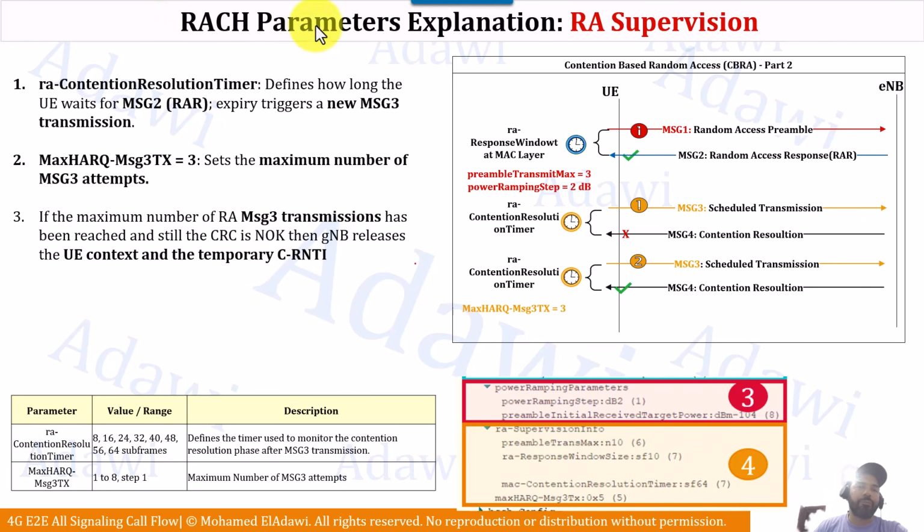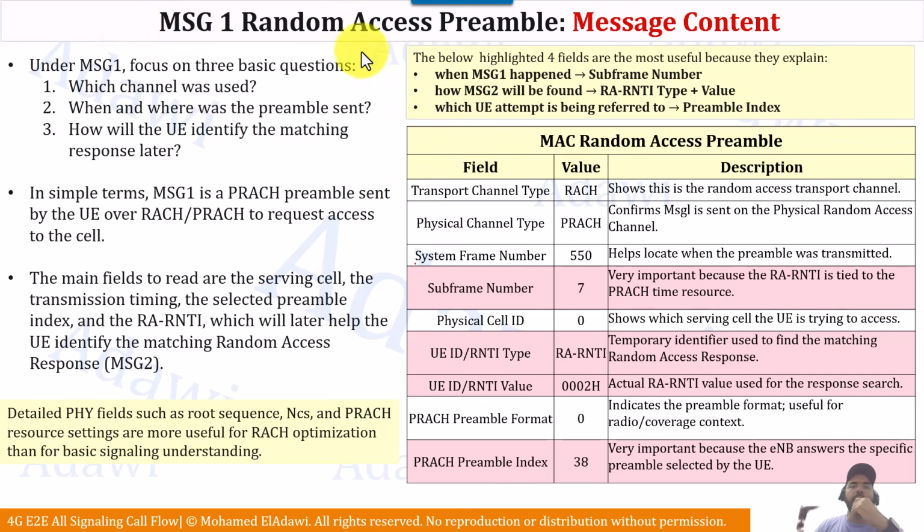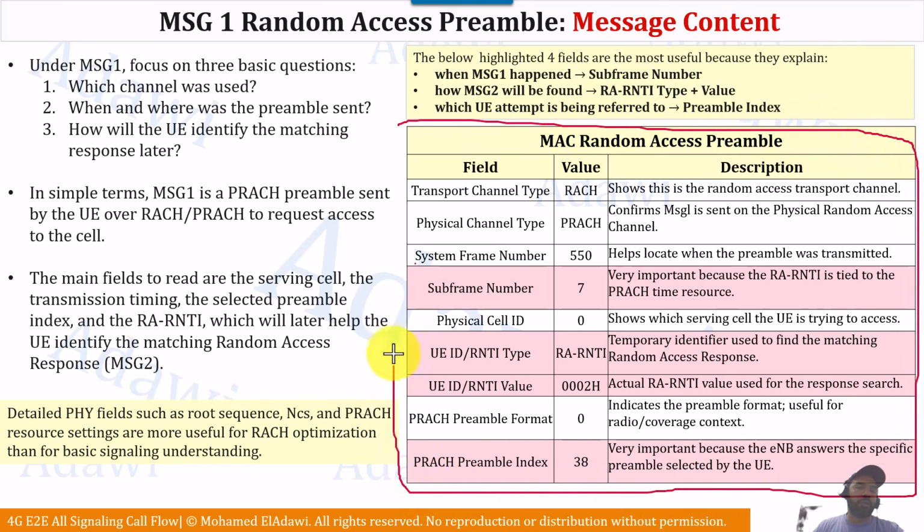Yeah, let's see what we have. Okay, these are the main contents of this table on the right side. It includes the most important content of message 1, which is initiated by the user and usually called the random access preamble. So these are the message contents.